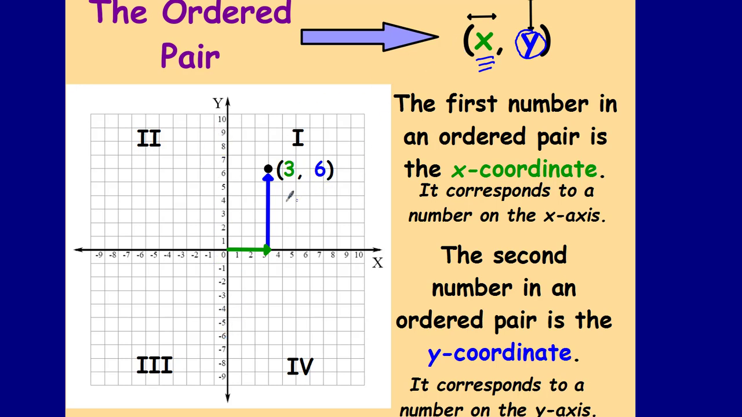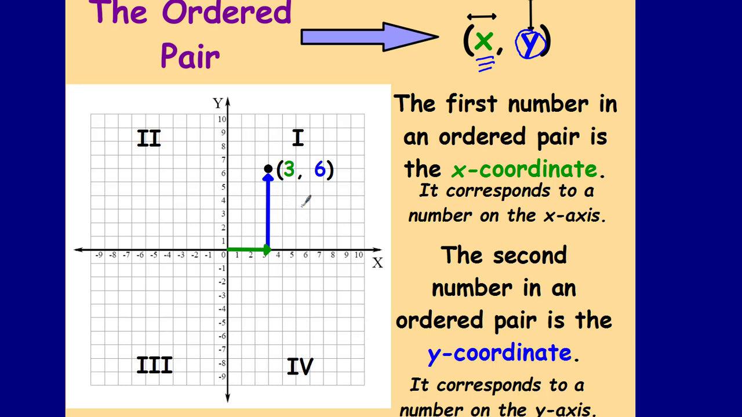So if we have this point right here, its ordered pair is (3, 6). If you start at the origin and you go to the right, this point falls at 3 on the x-axis number line. And then if you go over to the y-axis, you can see that it falls at 6. So its ordered pair, or its location on the coordinate graph, is (3, 6).